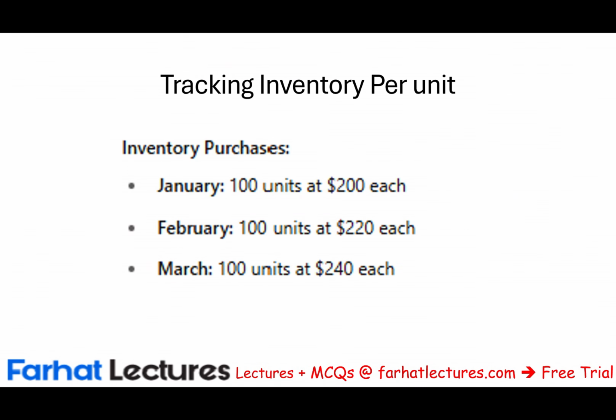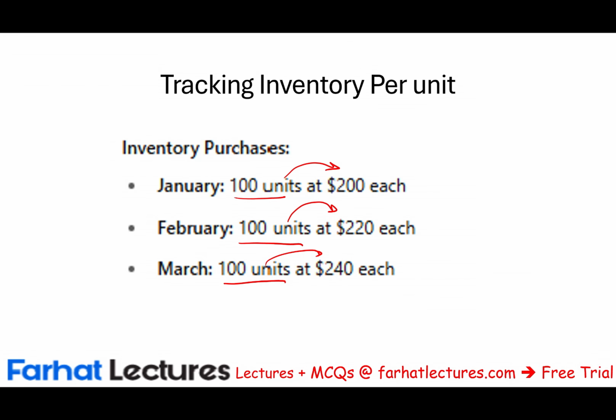Now, what do we mean by tracking inventory per unit? So if we purchased 100 units in January at $200, we keep track of those 100 units at $200. In February, we purchased 100 units at $220. We keep track of that. In March, we purchased 100 units at $240. So we're keeping track of the inventory per each individual unit price. Now, I will show you later what we mean. I'll revisit this item and show you when we are looking at a dollar value rather than per unit.